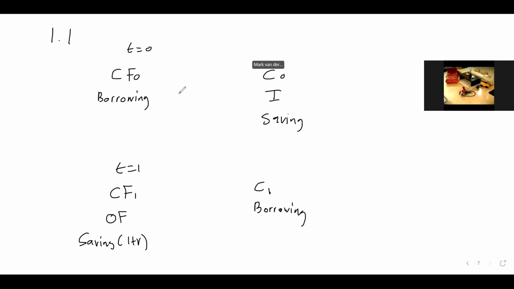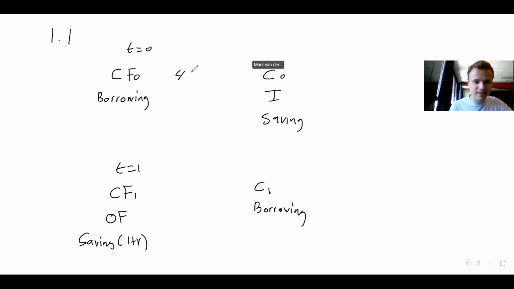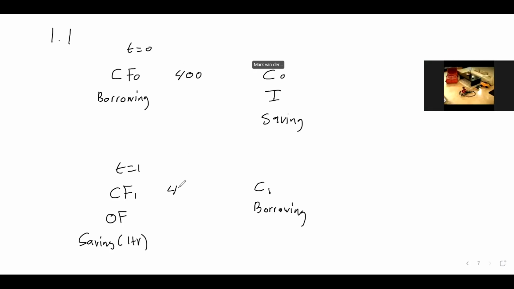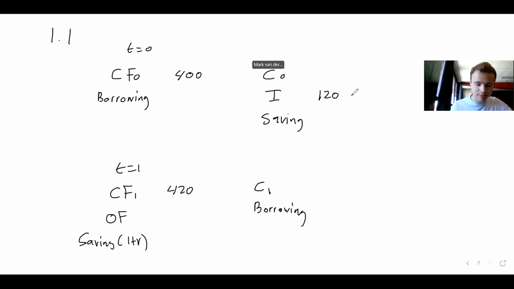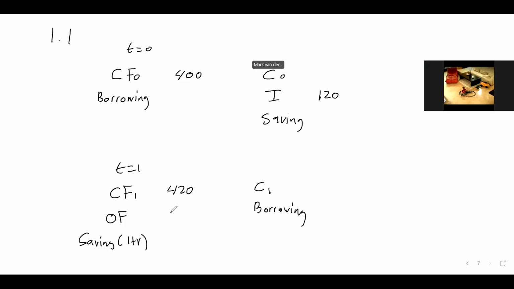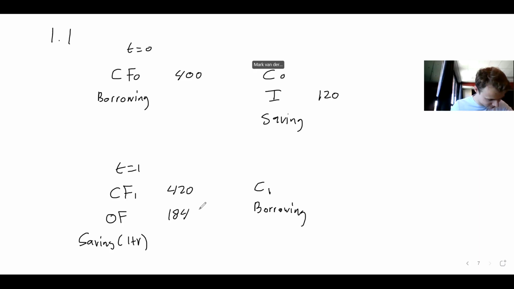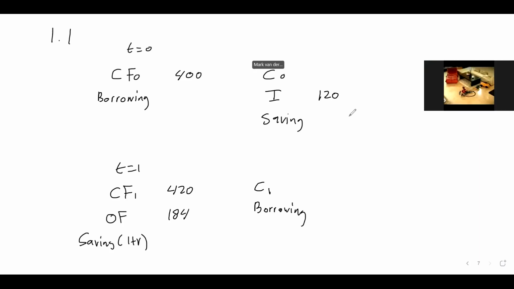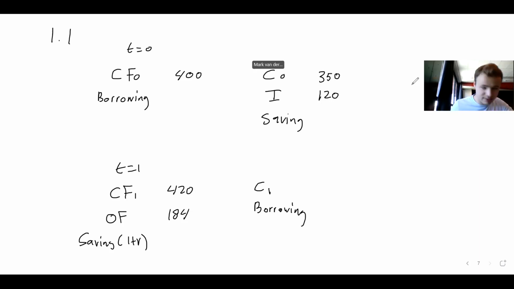So CF0 is 400. Yes, very good. CF1 is 420. Yes. Investment is 120 at T0. Mm-hmm. The proceeds of the investment is 184. Yes. Consumption at T0 is 350. Yes. And the interest is 15%. Yes, we will write it down here.